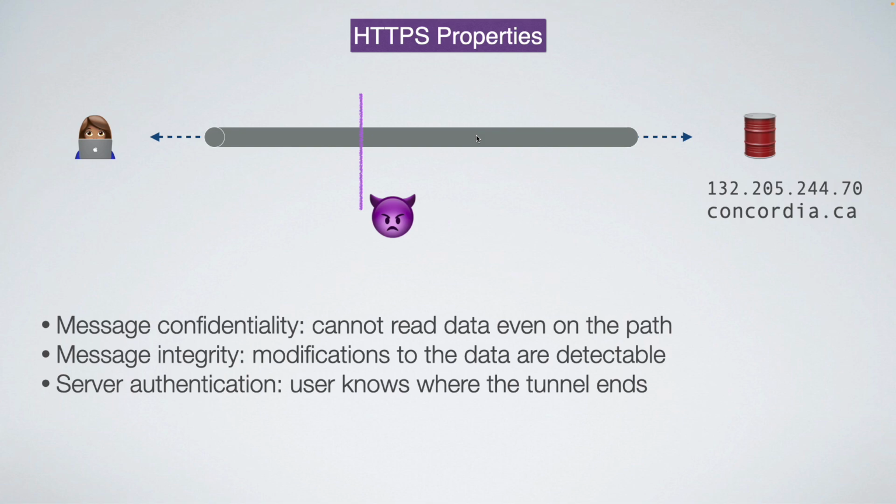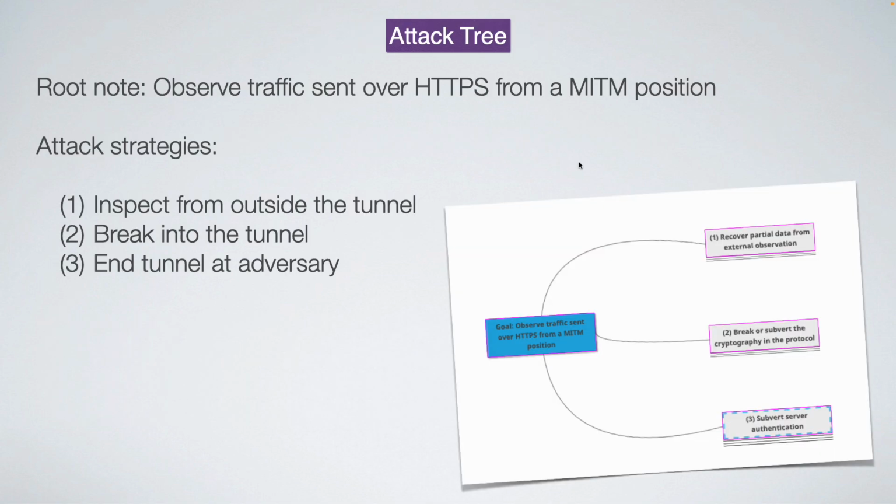Are we really so confident that they don't know anything about the conversation from seeing scrambled up stuff? Maybe you could infer some stuff, even if it's all scrambled up. So that will be the first set of attacks. So inspect from outside the tunnel or recover partial data from external observation. What we mean is they're not trying to break the tunnel. They're letting it go by and they're looking at it and they're seeing what they can see anyways.